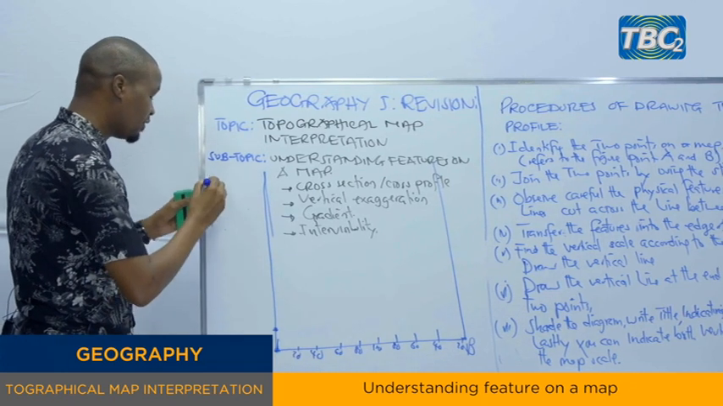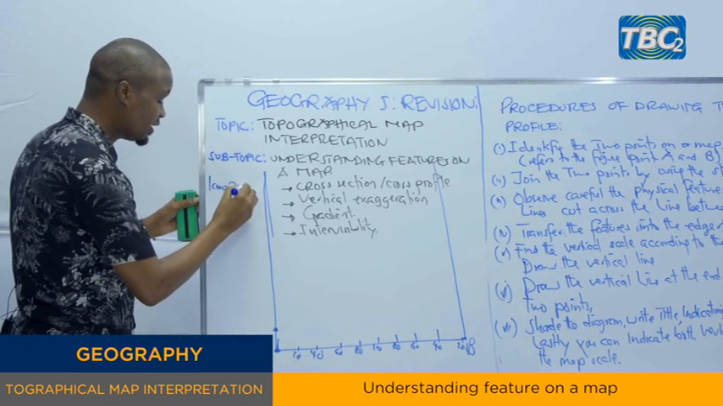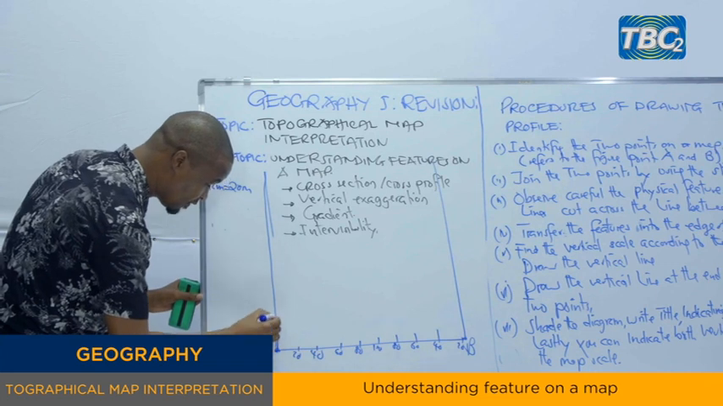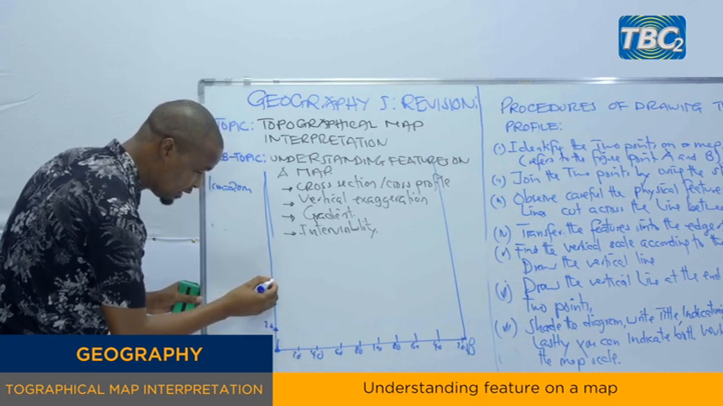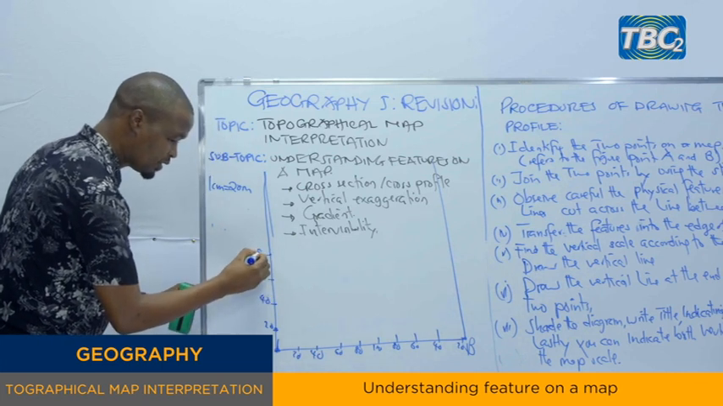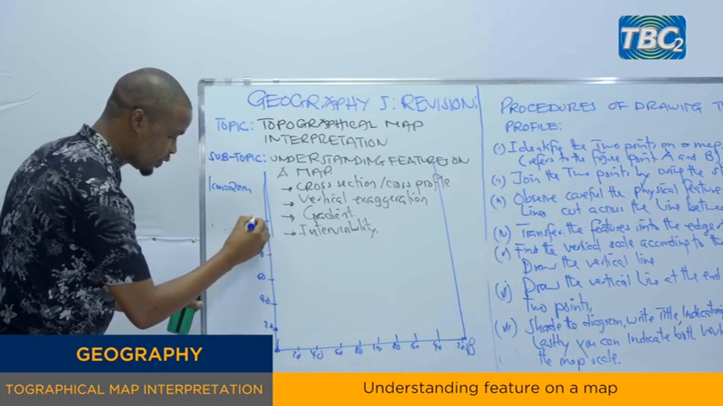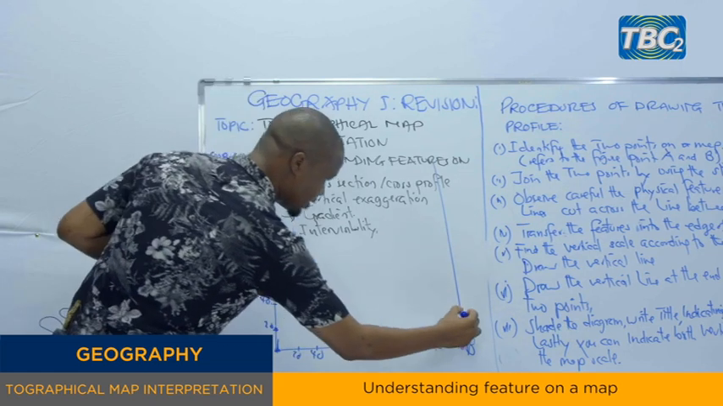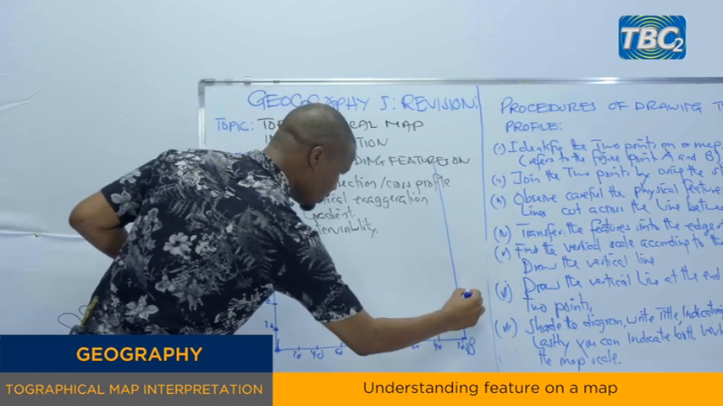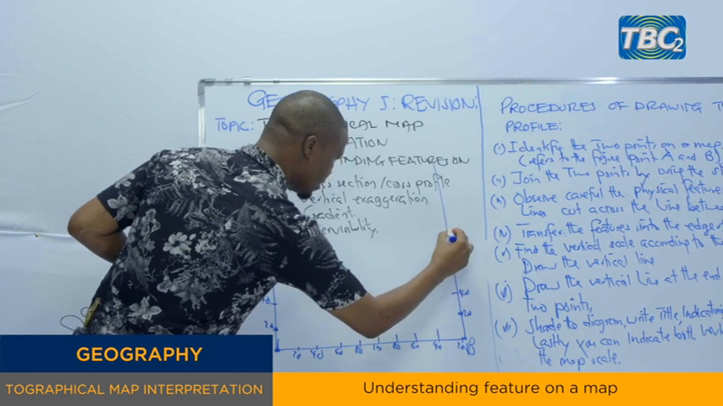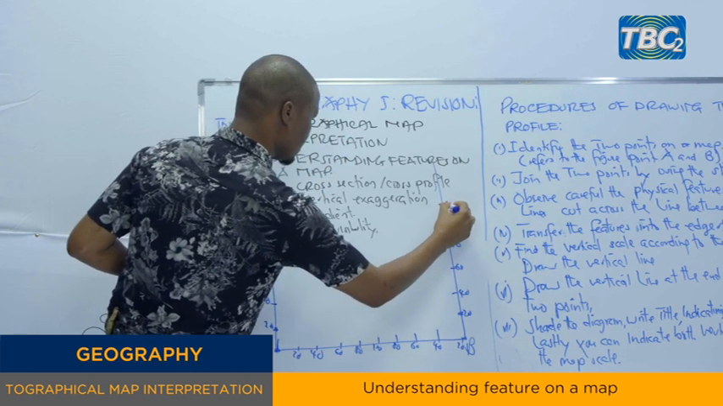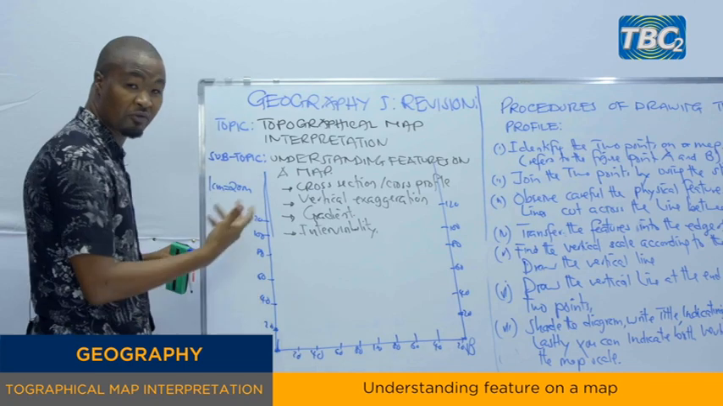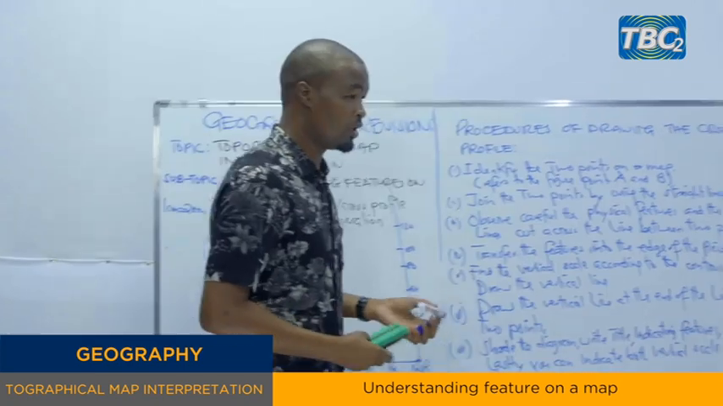Let's say our vertical scale is 1 centimeter represents 20 meters. Then from there, I will use 20. After 1 centimeter, 20, it means 40. After 1 centimeter, 20, it means 60. Then 80, 100, and 120. You mark it the same on both sides. The other one may decide to draw 1 centimeter equal to 40 meters. It will be the same.